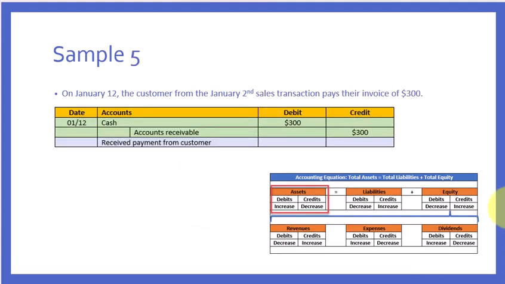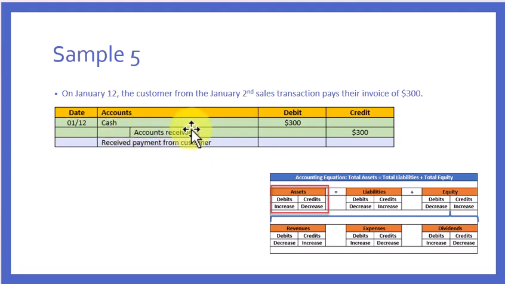All right, guys, one more. On January 12th, the customer from the January 2nd sales transaction pays their invoice of $300. Now, I wanted to include one like this simply because it shows you that both the debit and the credit can happen within one category of accounts, okay? In this case, our two accounts are cash and accounts receivable. Both of them are assets. So we are going to increase one asset and we are going to decrease another asset, okay?